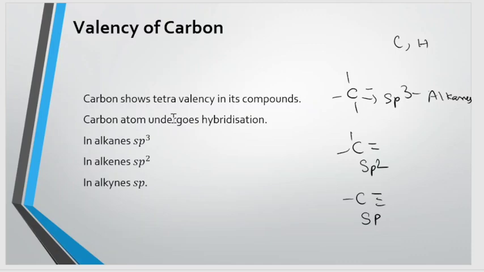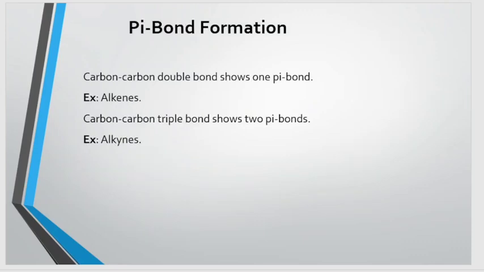So, carbon shows tetravalency in its compounds. It undergoes different hybridizations: in alkanes sp3, in alkenes sp2, and in alkynes sp hybridization. Okay. If we look at pi bond formation, a carbon-carbon double bond shows one pi bond and a carbon-carbon triple bond shows two pi bonds. Okay.